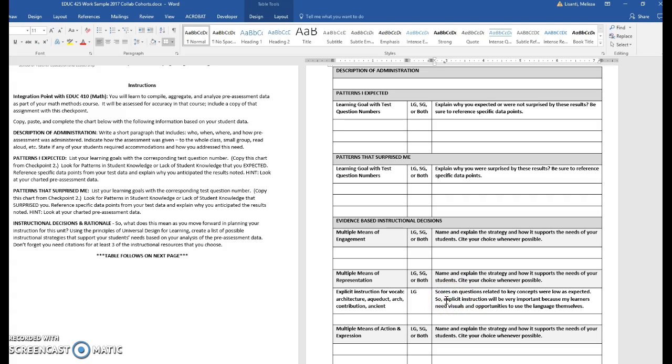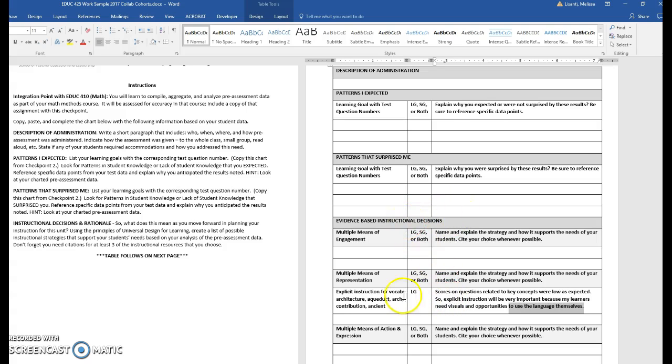I don't know what that explicit instruction PowerPoint's going to look like yet, but I do know that I'm going to teach those words explicitly, give my students multiple examples, give my students visuals to go with the text, and that I'm going to importantly, and here's a big key, I'm going to have them using the language themselves. So that's an example of how Universal Design for Learning goes into your checkpoint 3 piece.